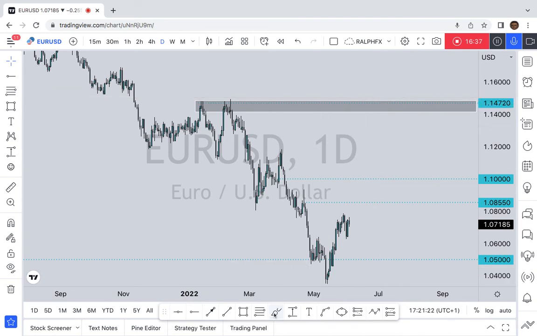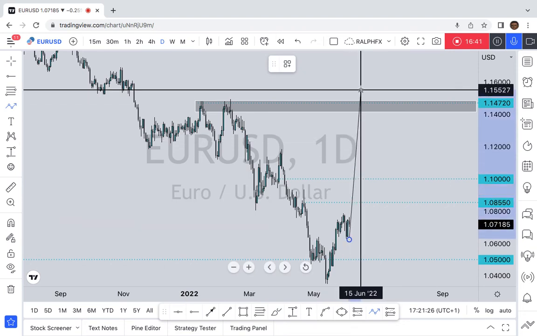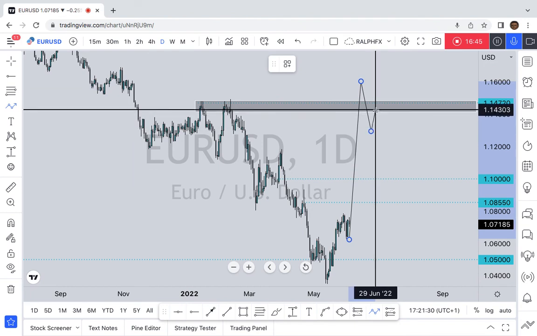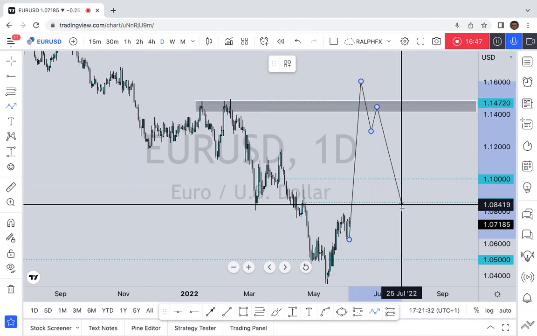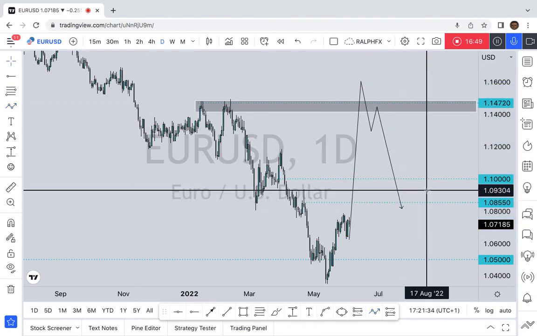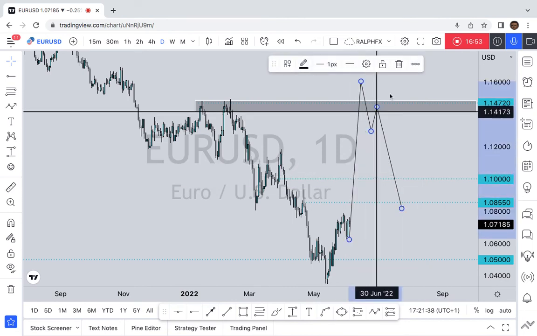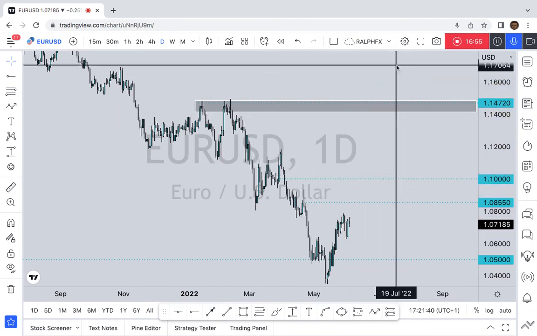So just as I said, price could do another 1,000 pip move. So if price was to move all the way up here and do something like this, right? This could be a potential move as well, right? But these moves are not going to happen overnight, right? This is going to take months, weeks, right?